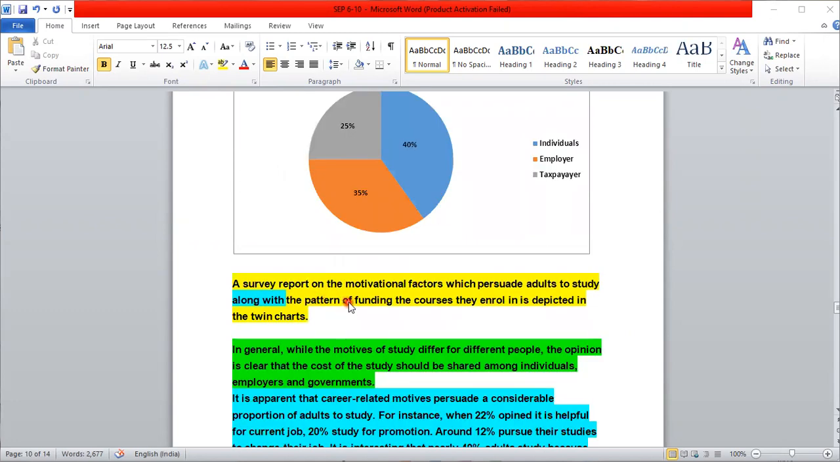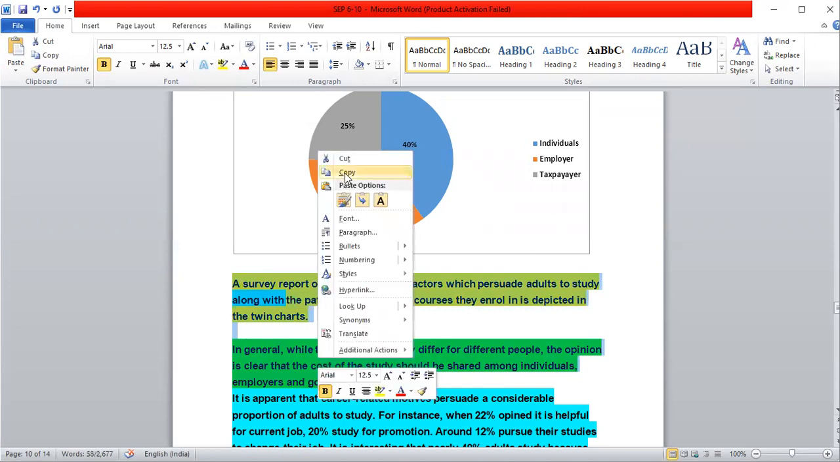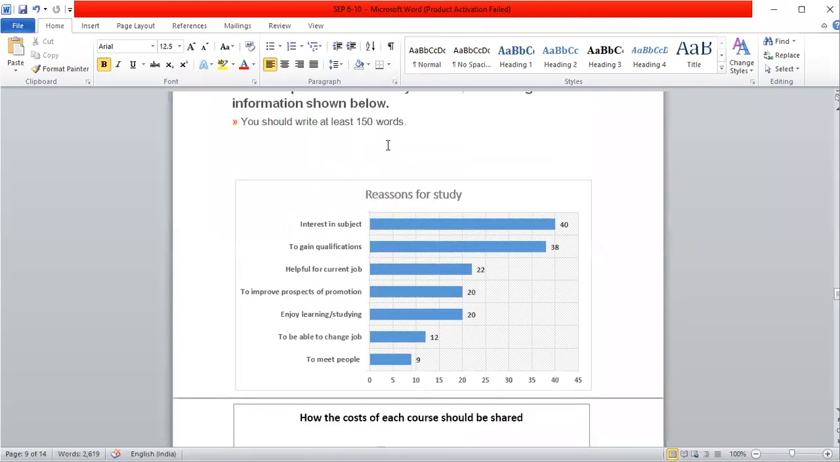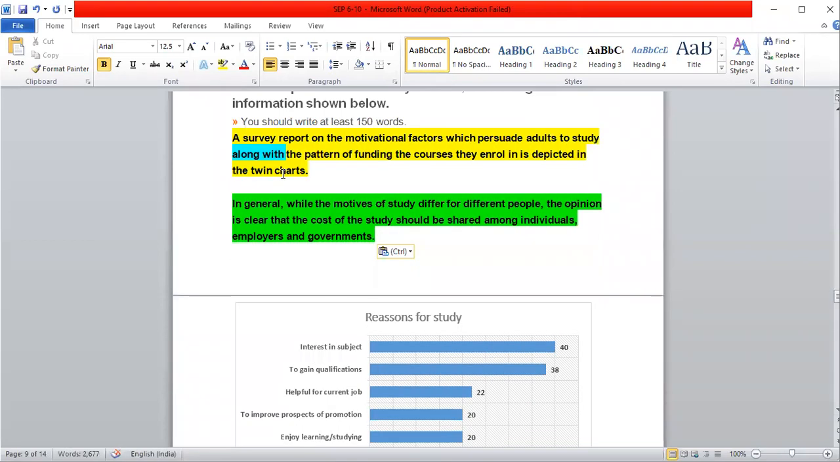A survey report on the motivational factors which persuade adults to study, along with the pattern of funding the courses they enroll in, is depicted in the twin charts. This is the introduction and the overview. I'll place it here for your convenience. So two things are there. I'll mark them one by one.